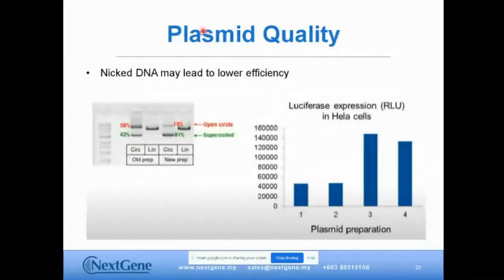Plasmid DNA quality is very important. It has been shown that nicked DNA may lead to low transfection efficiency. Normally we see different conformations for plasmid DNA, whether open circular or supercoiled. You can see that the expression of a gene inside the plasmid will be affected if the plasmid quality is not good enough, so we can see some differences in expression level.